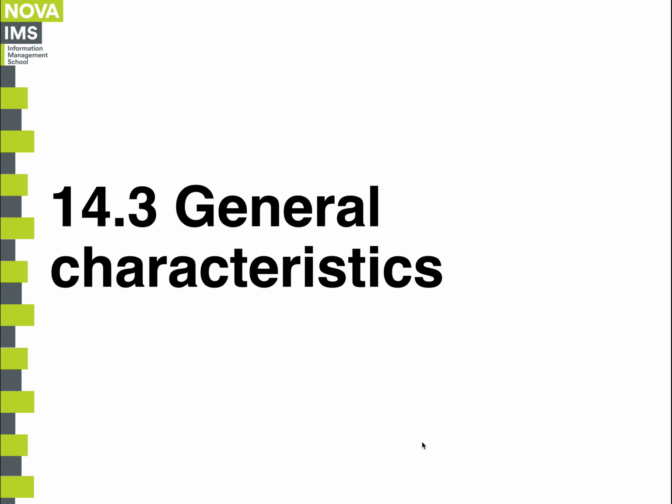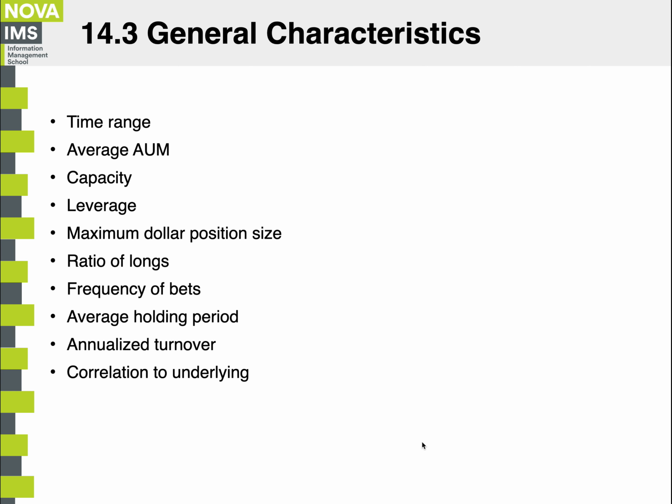General characteristics. The following statistics inform us about the general characteristics of the backtest. Time range specifies the start and end dates. The period used to test the strategy should be sufficiently long to include a comprehensive number of regimes. Average AUM, which is the average dollar value of the assets under management. Capacity can be measured as the highest AUM that delivers a target risk-adjusted performance.